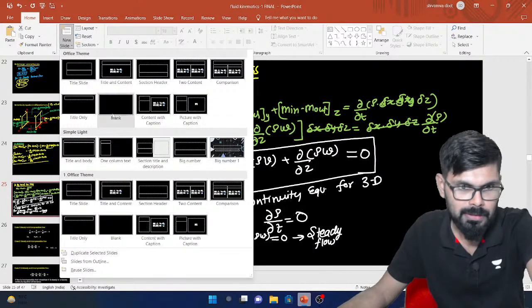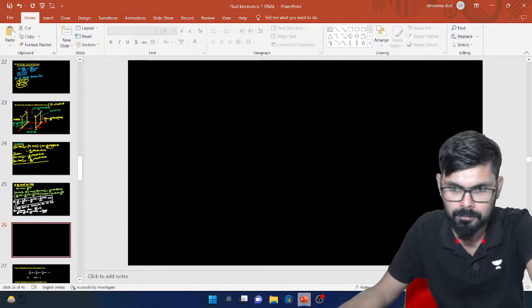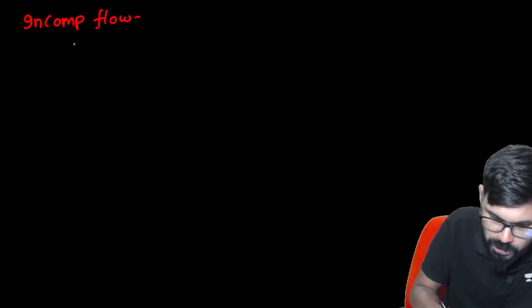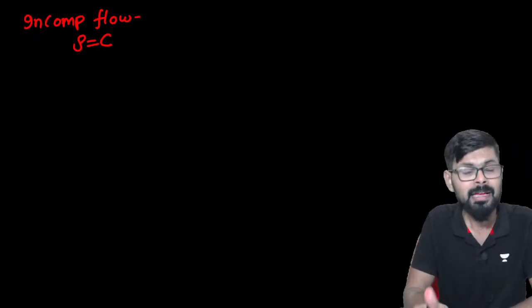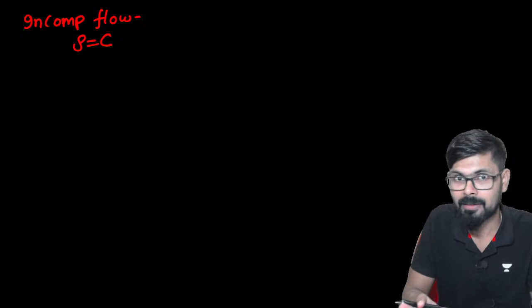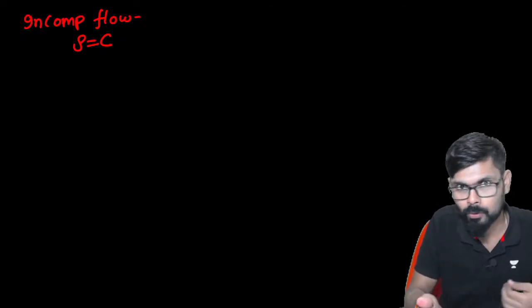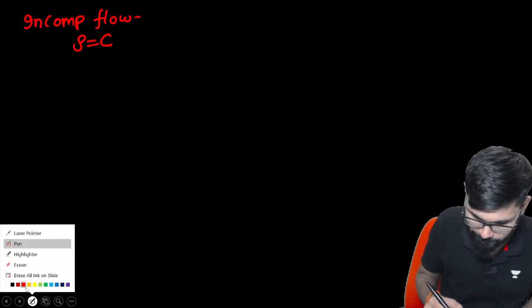I need to add one slide here. So if I write for incompressible flow, incompressible flow means rho value is going to be constant. Now rho is not dependent upon anything, not on time, not only space. So what is going to happen finally?